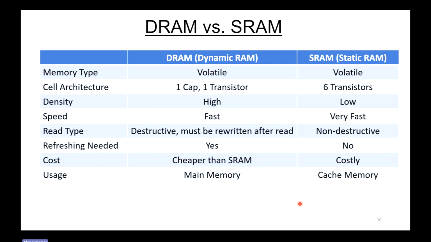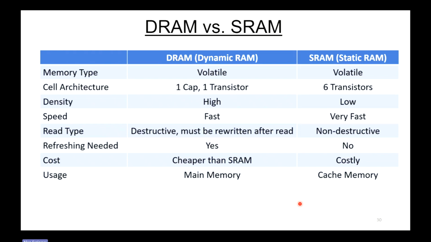As far as reading, with DRAMs you have a destructive read, so you have to rewrite it after every read so it doesn't lose any data. SRAMs have a non-destructive read. The bit's always there until you power down. Refreshing: DRAMs need to be refreshed. Static RAMs, based on the name static, don't need to be refreshed.